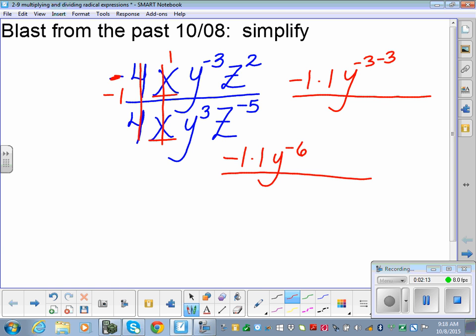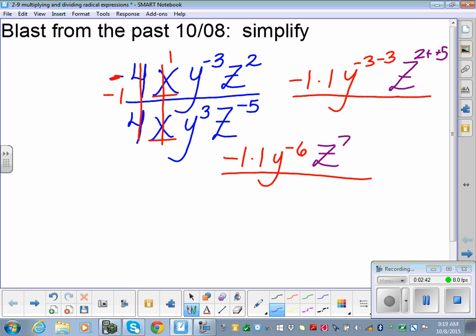Okay. And then let's go to our z's. We do z to the 2. And notice how I do it on top. That's another little thing to remember. I'm doing it on top. So 2 minus what? Negative 5. So 2 minus negative 5. What happens when you subtract the negative? It becomes positive. So we'll be adding. Very good. So what's 2 plus 5? Z to the 7th.